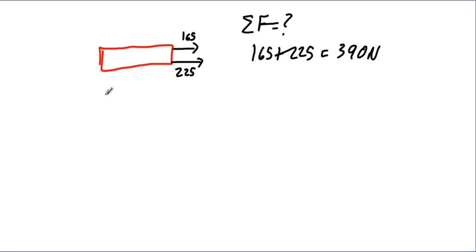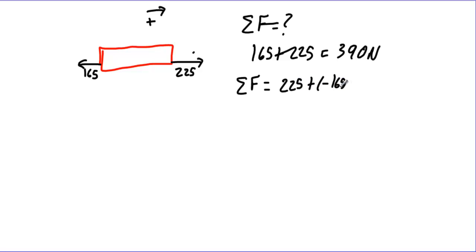The second problem says, what if instead of them pulling together, they pulled opposite? So we had our 165 newtons this way. Now it's pretty important that I establish a positive direction, so I'm going to call this positive. So now the net force is equal to 225 plus a negative 165. It's a negative 165 because it pulls backwards. And this equals 60 newtons. And so you can see net force is the sum of the forces acting on the object.